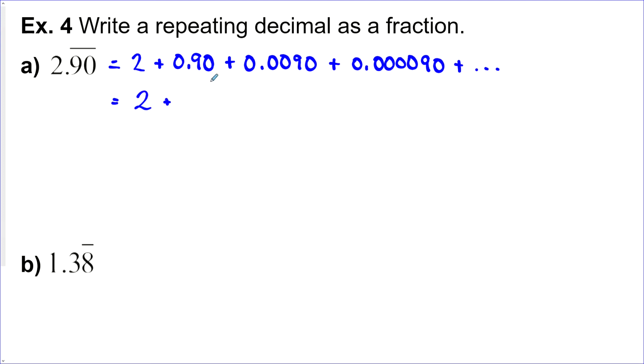So 2 plus, here's my first term, is 0.9, and I like fractions a bit better, so I'm going to write 9/10. Now it's 1 minus the common ratio, and each time we're going to multiply by 0.01 or 1/100. Keep the 2 there, and we've got 9/10 in the numerator, and we've got 99/100 in the denominator.